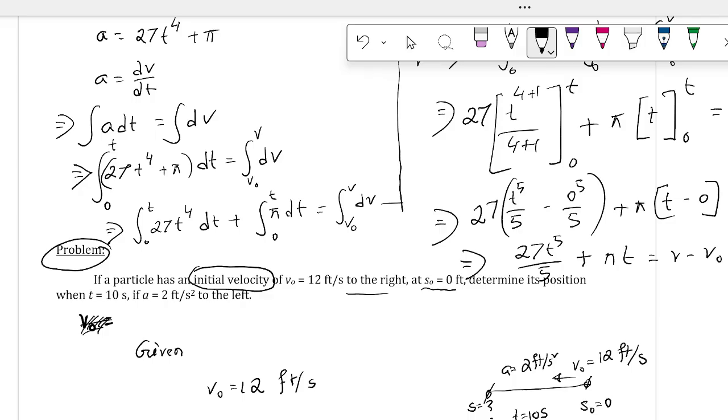Anytime you're seeing any subscript 0 on any of these things, that means the initial. As an example, initial velocity, initial acceleration, initial time, initial position. Okay, 0 refers to that.